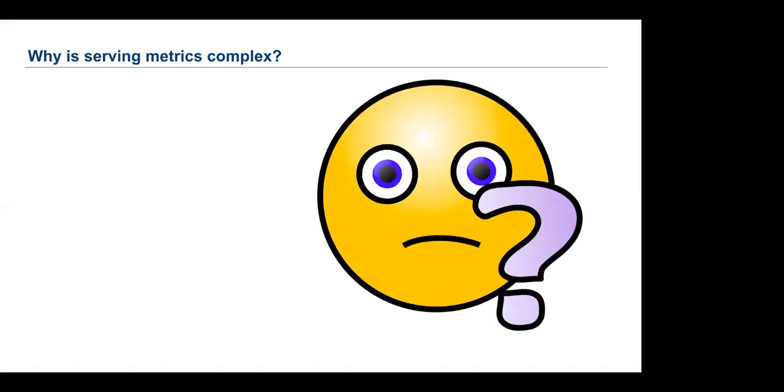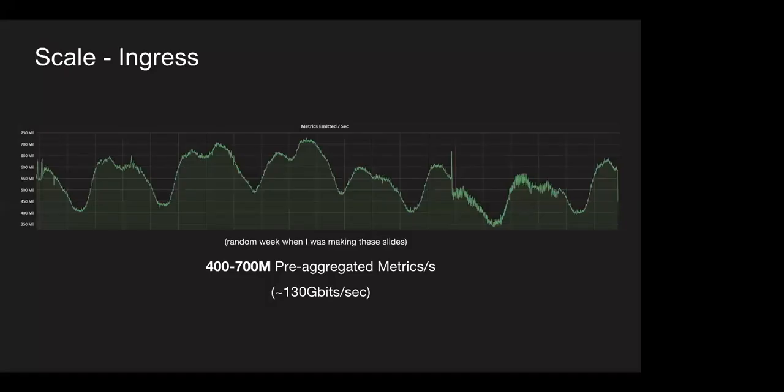Cool. So now I'm going to talk about why serving metrics at Uber is a hard problem. Okay, talking a little bit about our scale. So we ingest about 400 to 700 million pre-aggregated metrics every second. And if you think about it, it's actually a lot. I mean, it's probably around the scale of like Facebook and Google at this point, which is very interesting because we're a much smaller company than theirs.